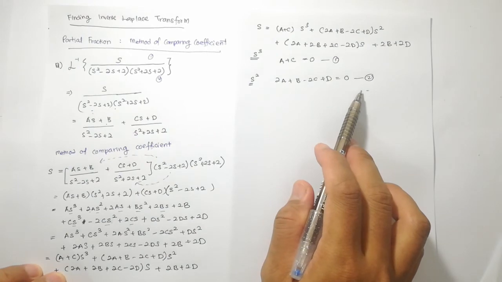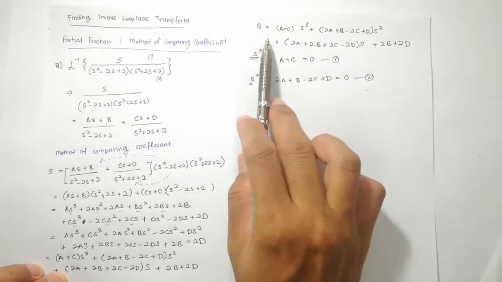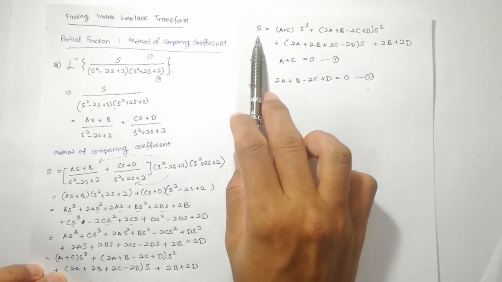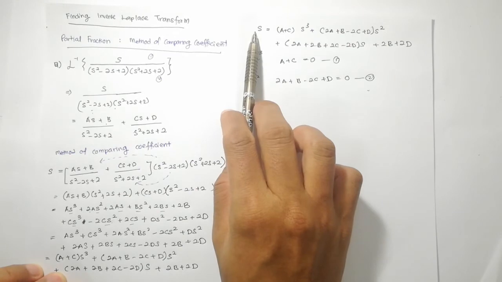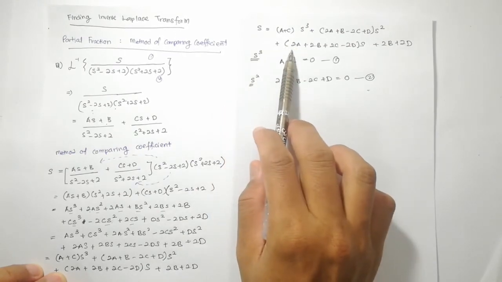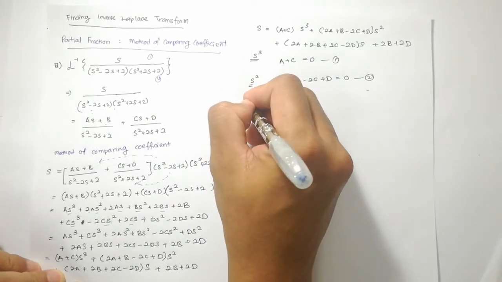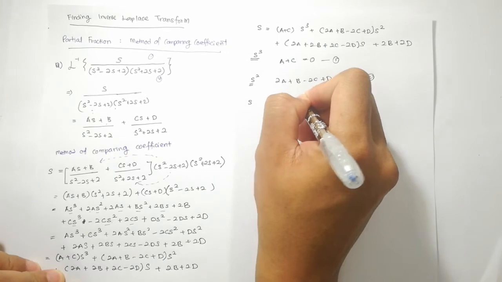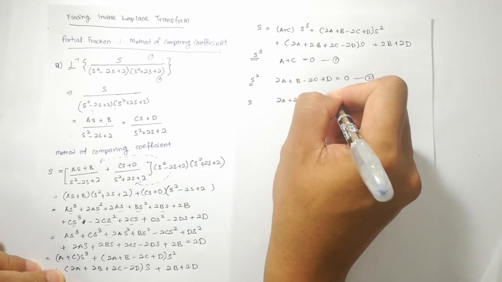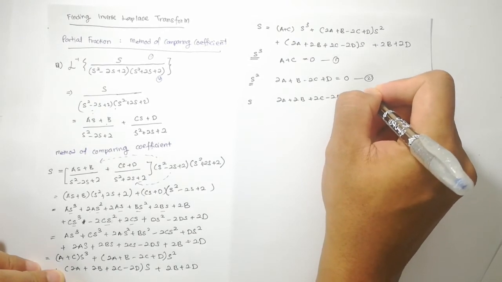So what do you mean by comparing coefficient? So we refer to the s term and then we compare. So over here, for example, you have s, so here also we have s, and the coefficient for the left side is equal to 1, so this one will be equal to 1. So we have the s term: 2a plus 2b plus 2c minus 2d equal to 1. This will be our third equation.